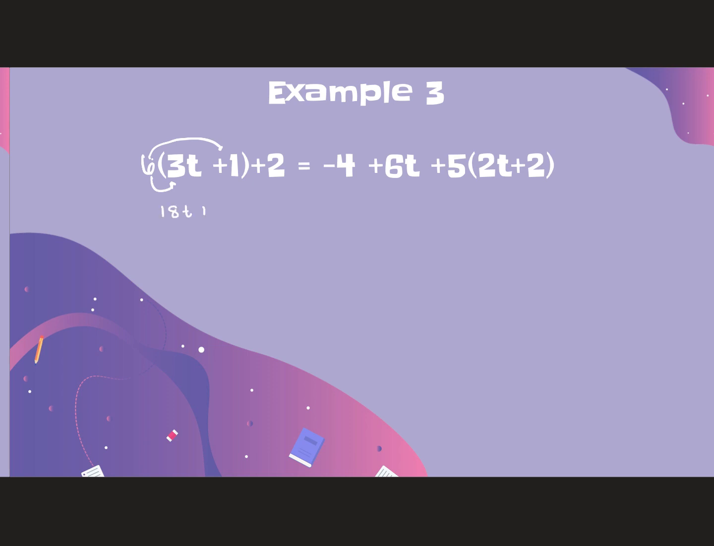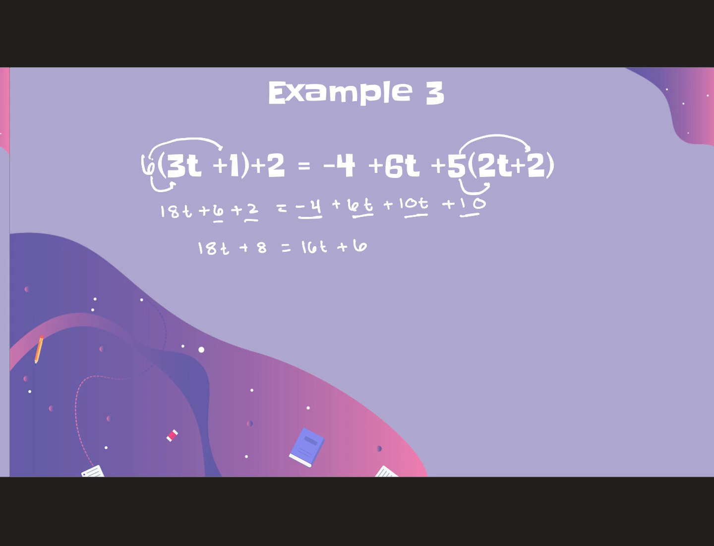So I get 18t plus 6 plus 2 is equal to negative 4 plus 6t. I'm going to distribute the 5 to my 2t and my 2. So I get plus 10t plus 10. Now this is where I go through and combine like terms. I can see that I have 6 and 2, which are constants. So I have 18t plus 8 is equal to, I have 6t and 10t, which gives me 16t. And I have a negative 4, so it's very important to keep the sign with a number. I have a negative 4 and a positive 10, which is going to give me a positive 6.